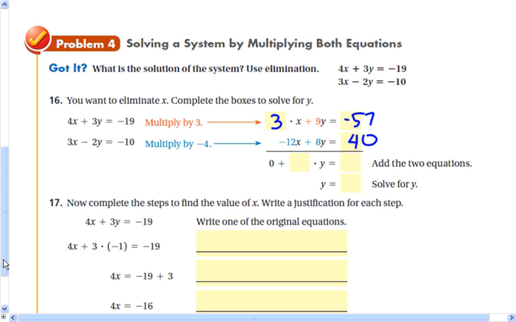Oops, I saw a mistake already there. 3 times 4 is 12x. Then 12 plus negative 12 is 0x. 9 plus 8 is 17y. Negative 57 plus 40 is negative 17. And negative 17 divided by 17 is negative 1.